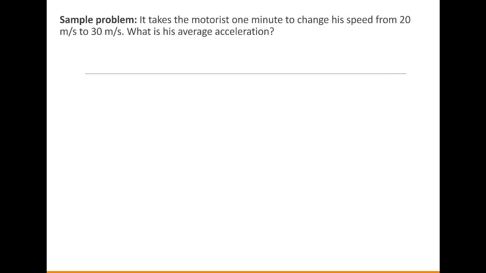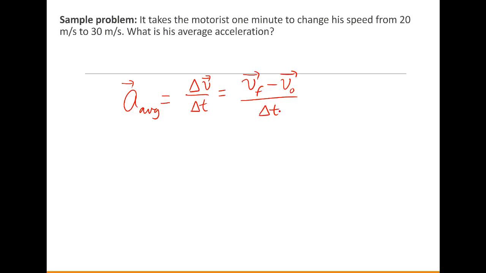Okay, so now what if it takes the motorist 1 minute to change his speed from 20 meters per second to 30 meters per second? What is our average acceleration? So our definition of average acceleration is a change in velocity divided by change in time. So that's going to be v final minus v initial divided by delta t.